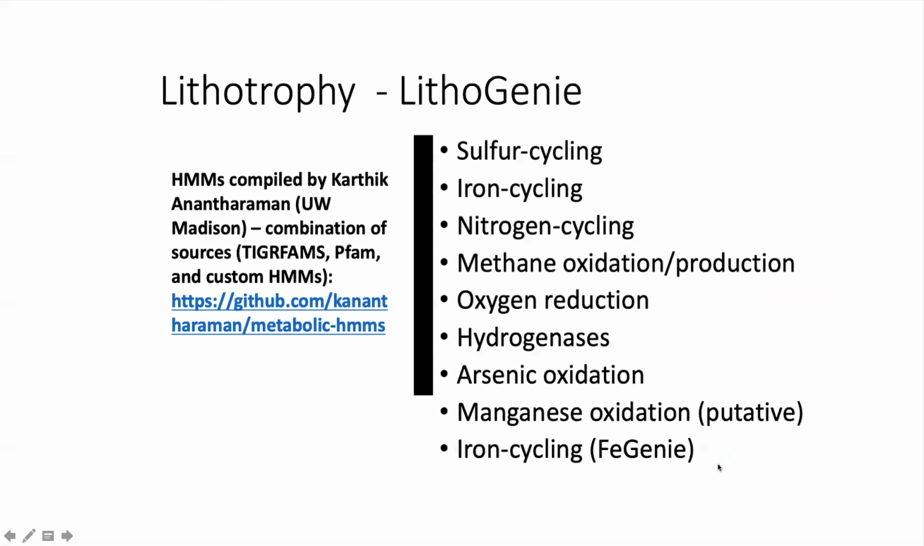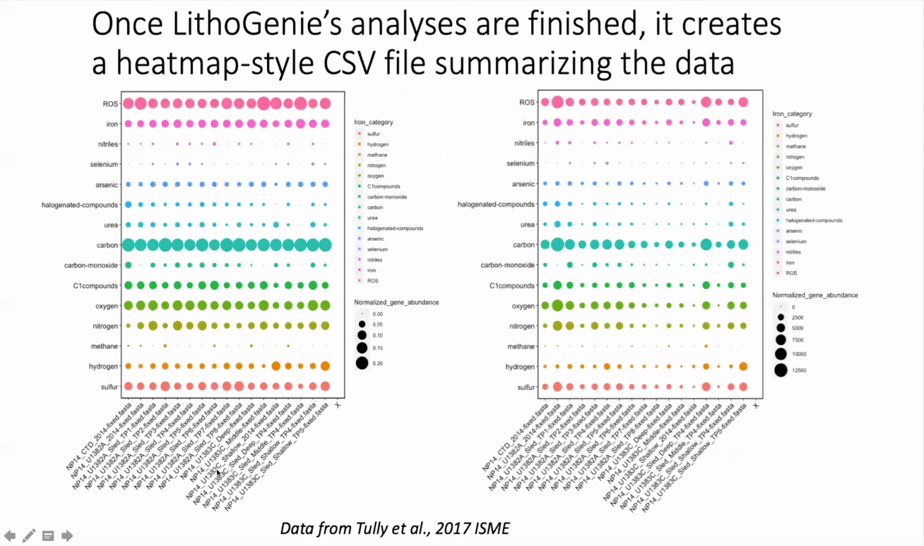So iron cycling, like I said, is redundant with Genie. Actually, that shouldn't be up here, because all the iron cycling is my own, except for two HMMs that I got from TIGRFAMs. And manganese oxidation is one of the recent ones that I'm still working on figuring out what it means. So from all of these Genies, you basically get an output that looks like this.